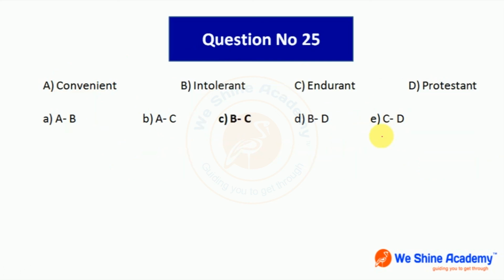Question 25. Convenient, intolerant, endurant, protestant. Convenient is nothing but comfortable level, our comfortable level. Intolerant is opposite to the tolerance. Endurant is capable. So these two words are opposite in meaning. Okay. Answer is option C, BC.